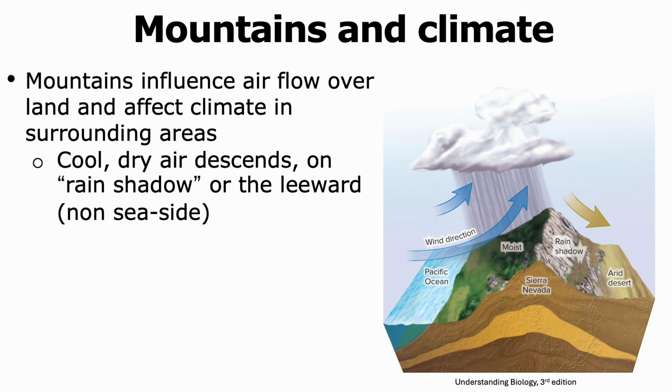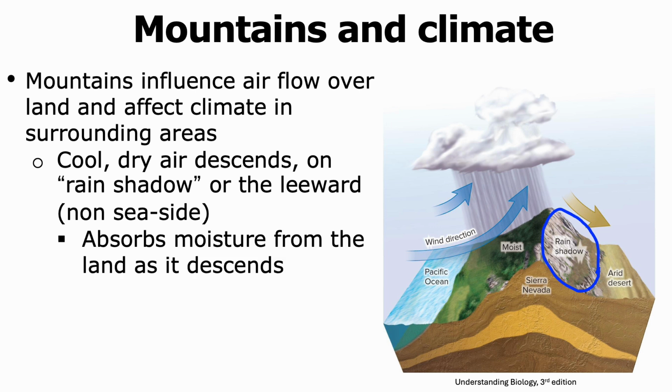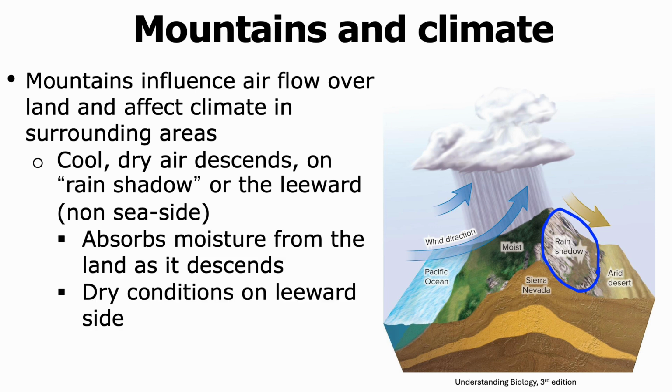The dry air that has cooled down due to the elevation descends down the mountain on the opposite side that is called the leeward side or the rain shadow. The rain shadow is a patch of land that looks similar to a desert. This is not only due to the lack of rainfall, but as the air descends, it absorbs moisture from the land, creating drier conditions on the leeward side.